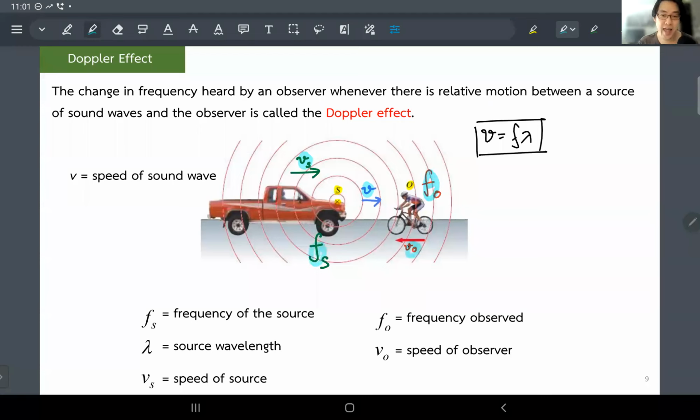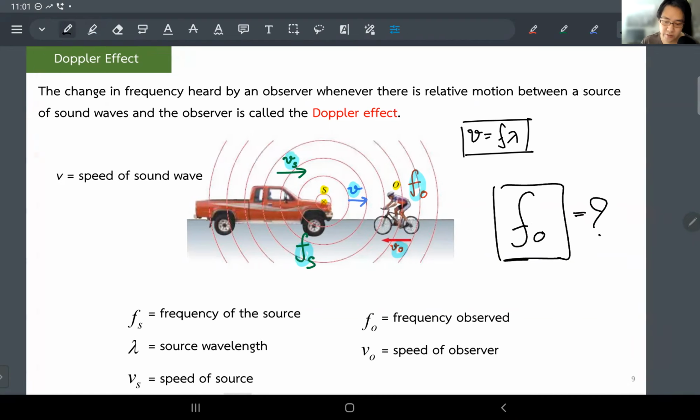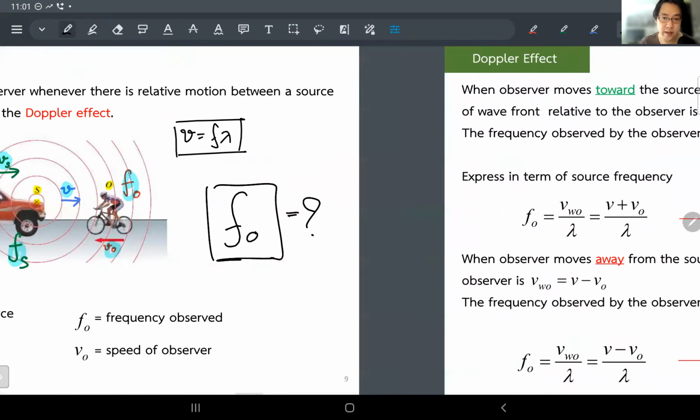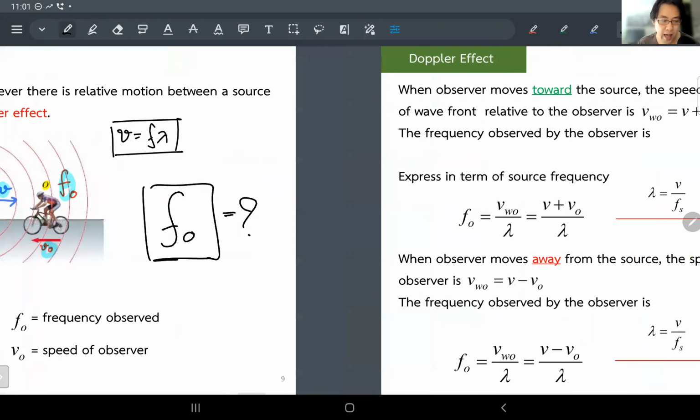But then at the end, it's very simple. I'll show you the structure of how you can calculate the observed frequency. That's our main goal, guys. We want to figure out the observed frequency. And it turns out it goes like this.